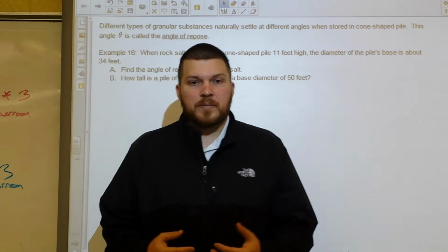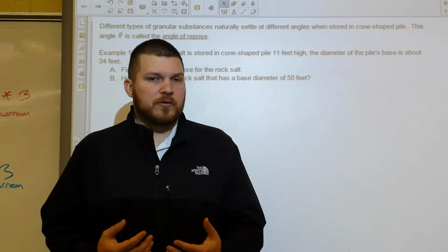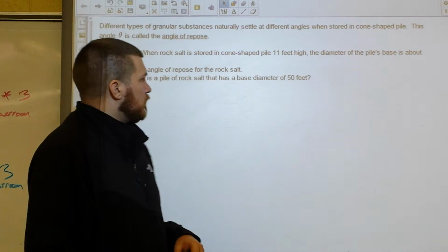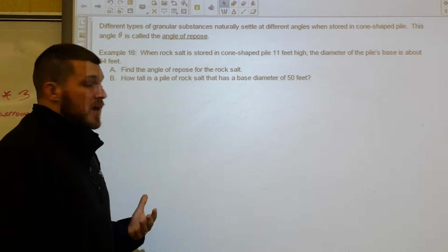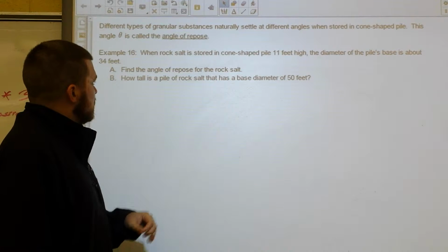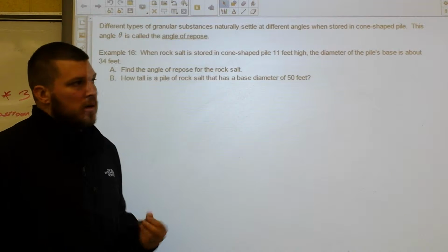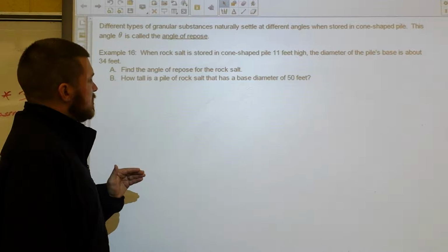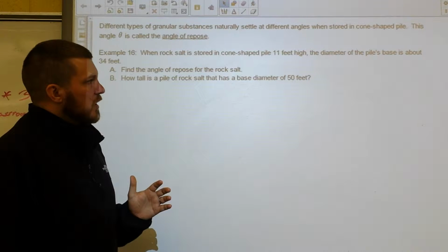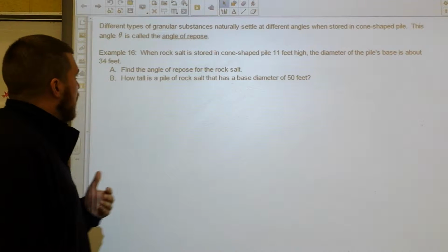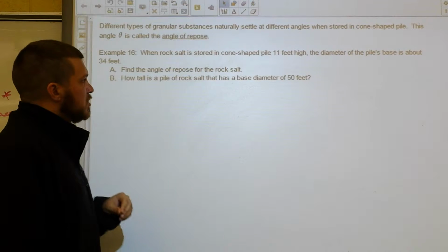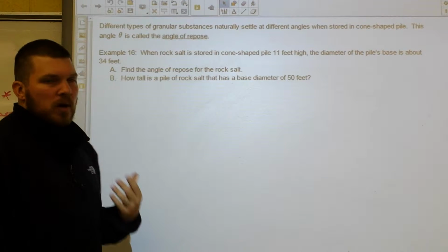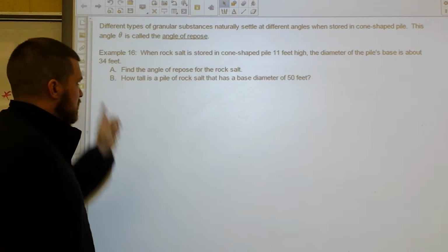So in this video, we're talking about modeling with right triangles again for a third time, and we're going to start off by talking about granular substances such as sand or salt, or in this case, in example 16, rock salt. Now what's neat about granular substances is that they naturally settle at different angles when stored in cone-shaped piles, and that angle theta is called the angle of repose.